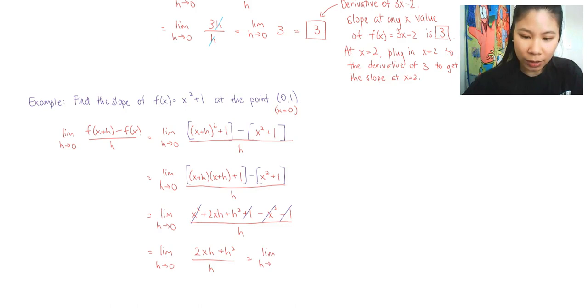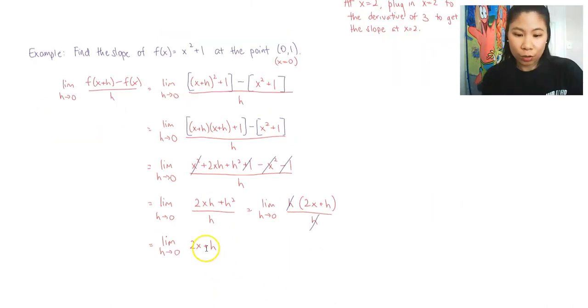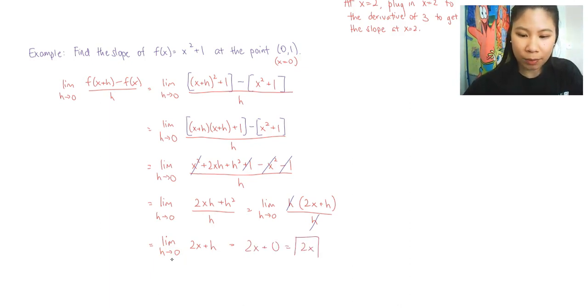So this will just give me h times 2x plus h on top, which now can cancel out with the h that's on the bottom. And that leaves us with just 2x plus h. Now, because I'm not going to end up dividing by 0 or anything, I can just plug in h equals 0 to get 2x plus 0, which is just 2x. So the derivative is 2x.